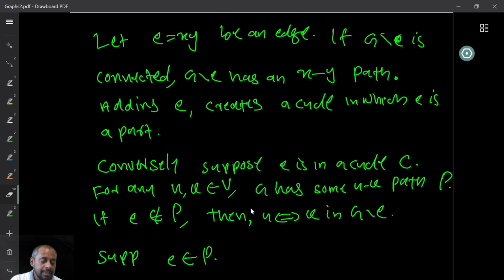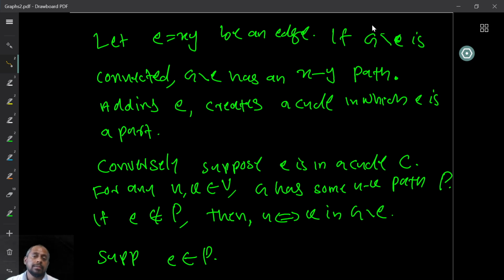Now, when you look at G minus E, suppose you have this graph that you obtained by removing the edge E, and suppose it is connected. If G minus E is connected, then by definition there is an xy walk, and every xy walk means that there is an xy path also. So by the definition of the graph being connected, there is an xy walk and therefore there is an xy path also.